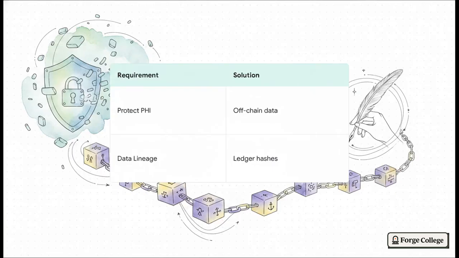And this brilliantly illustrates how we translate strict clinical rules into engineering realities. To protect that PHI, we keep the actual data off-chain and use selective disclosure. For data lineage, we anchor cryptographic hashes right on a permissioned ledger. The whole process of signing and attestation maps directly to capturing patient consent and safely depositing those datasets for research.